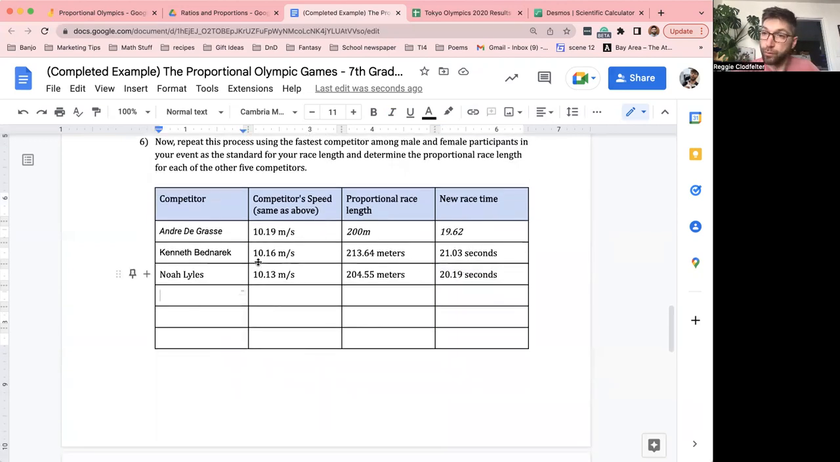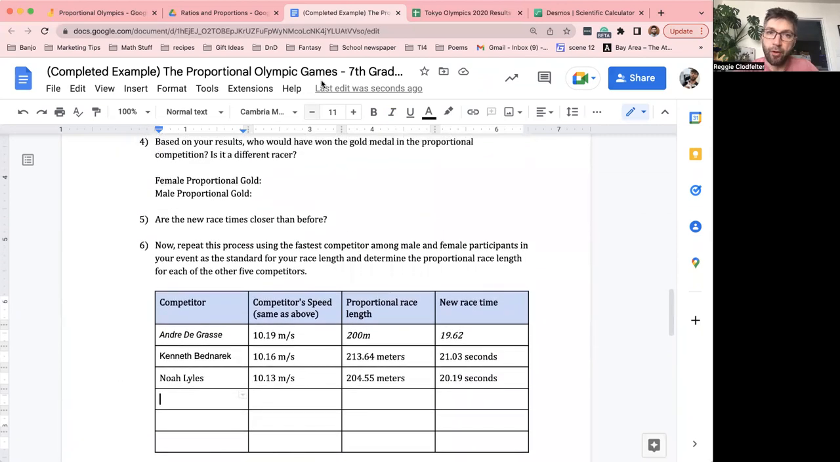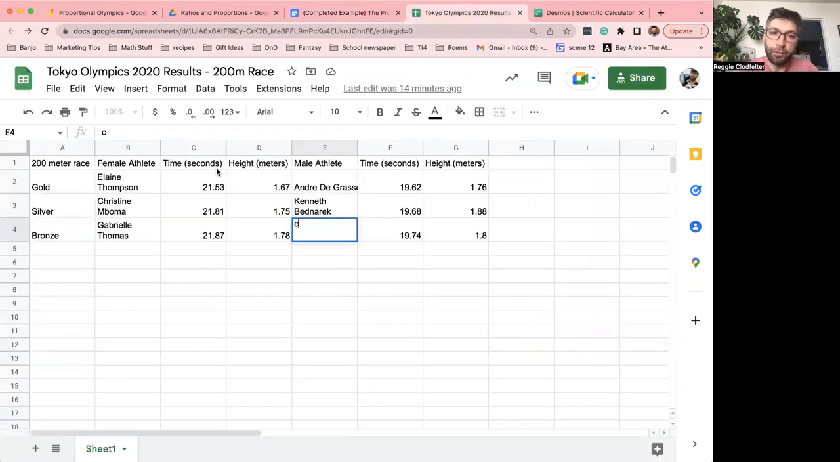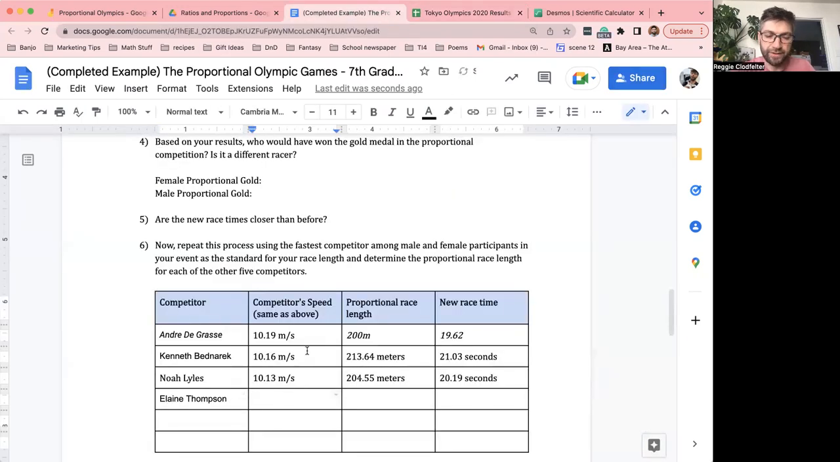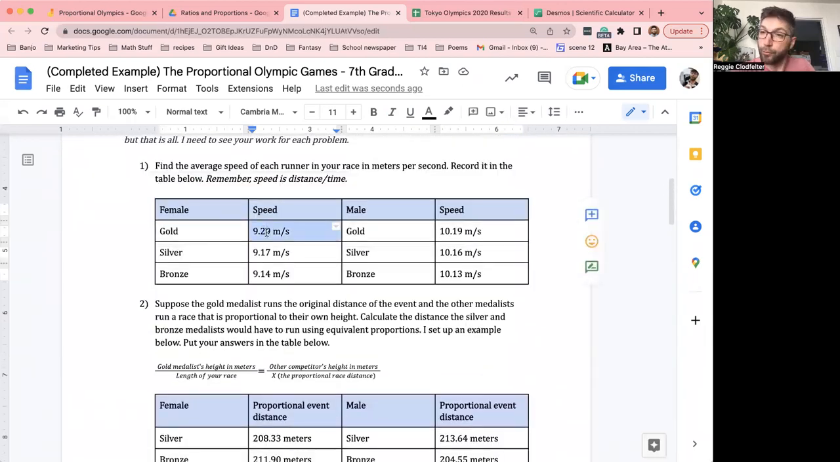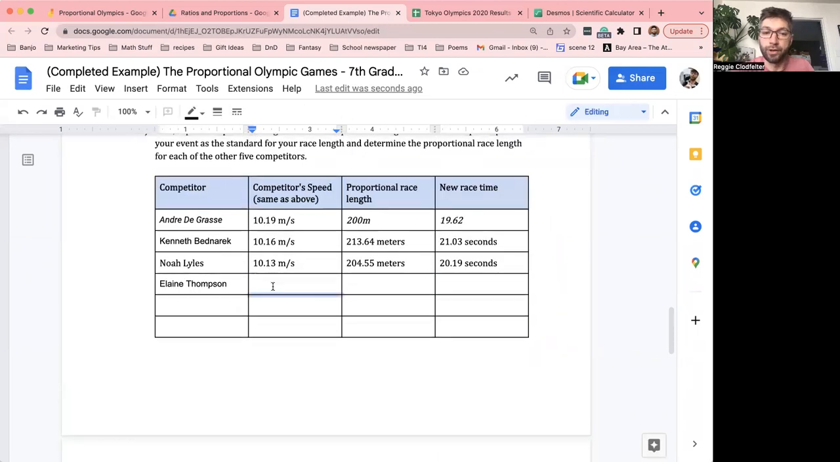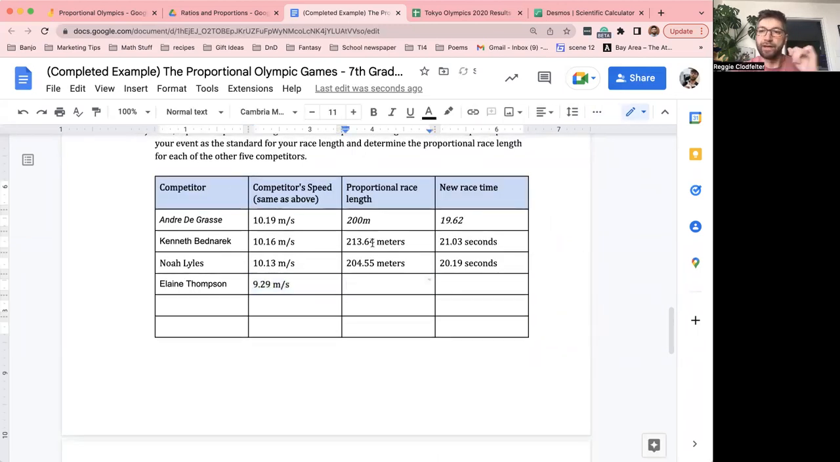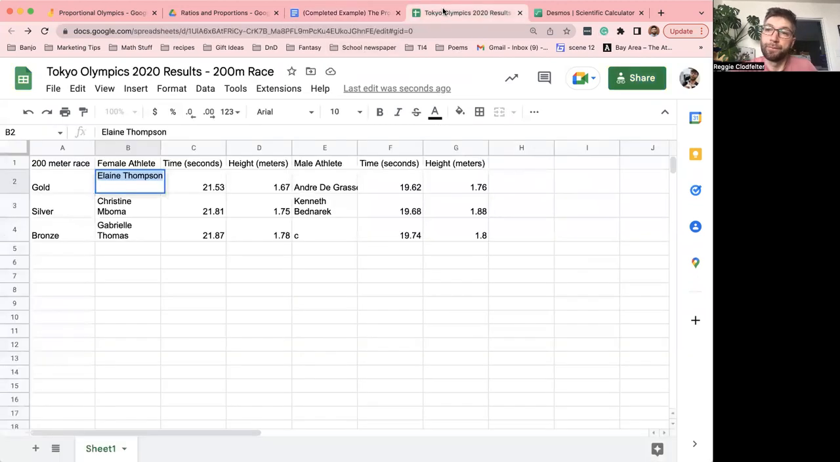So now is where the new math comes in. Now I'm going to treat all 3 of these competitors as if they were in the same division. I'll start with Elaine Thompson. Again, it's not required to do it in this order, but I think it makes the most sense. Put Elaine Thompson there. I can grab Elaine Thompson's original speed. Everyone's speed stays the same throughout the entire project. But now I'm going to take Elaine Thompson's height and compare it with Andre De Grasse's to find Elaine Thompson's proportional race height.